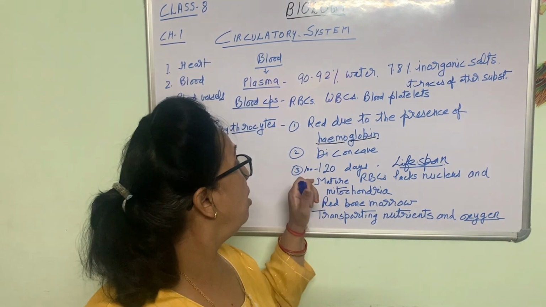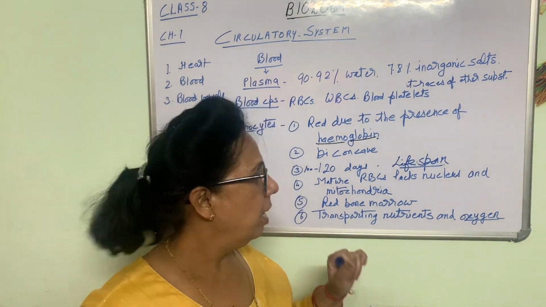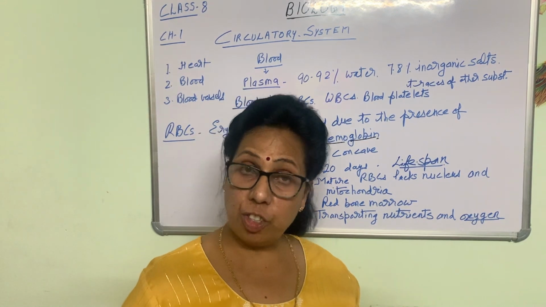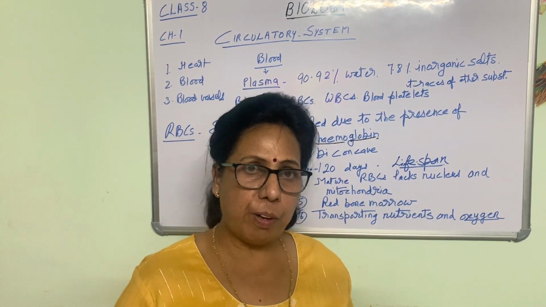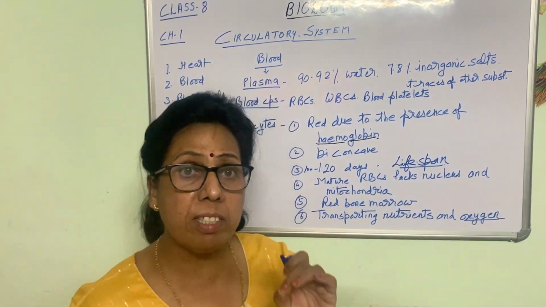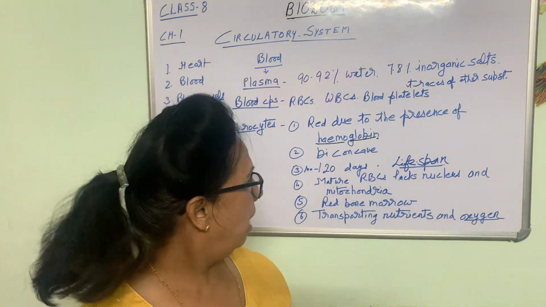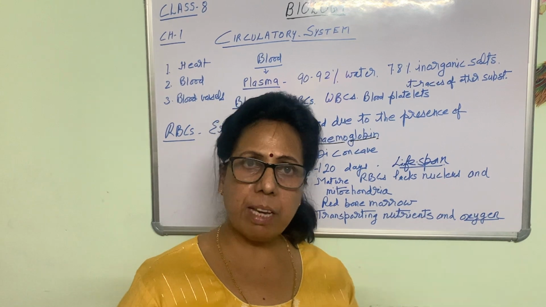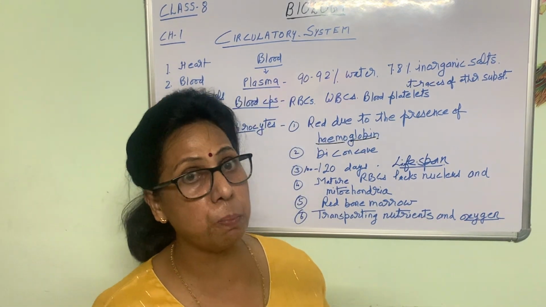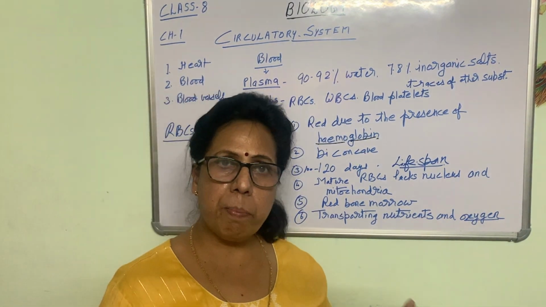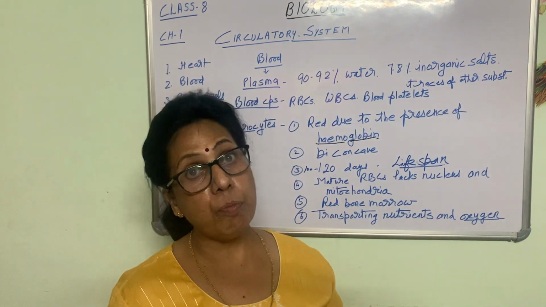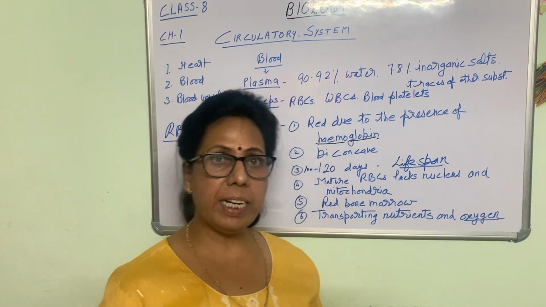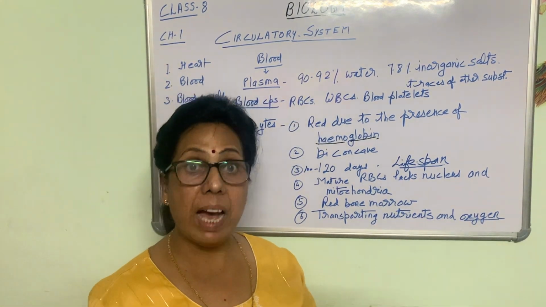Why? Because they don't have a nucleus. Nucleus is the main structure of the cell. Without a nucleus, a cell cannot survive for a longer time, because the nucleus controls all the activities of the cell. And in mature RBCs, the nucleus is absent so that it has more space for oxygen to combine with the hemoglobin to form oxyhemoglobin, so that it can be transported from one place to another.